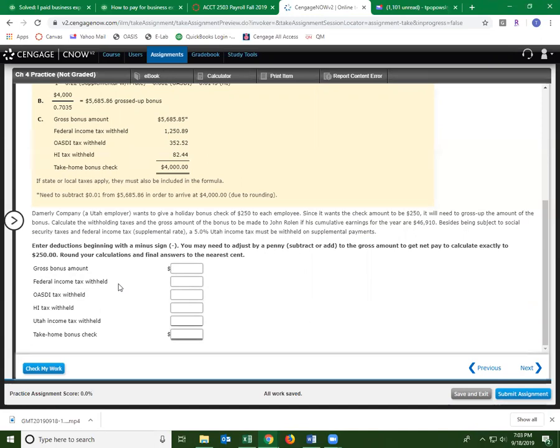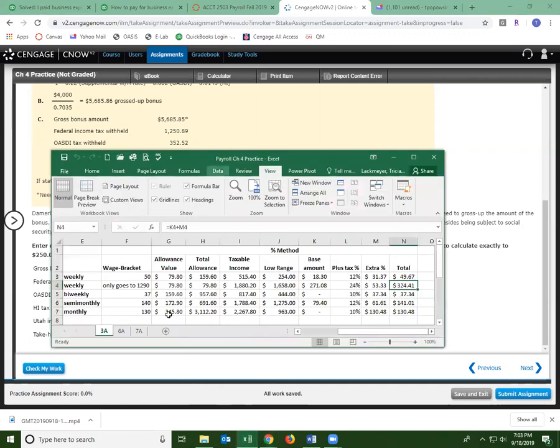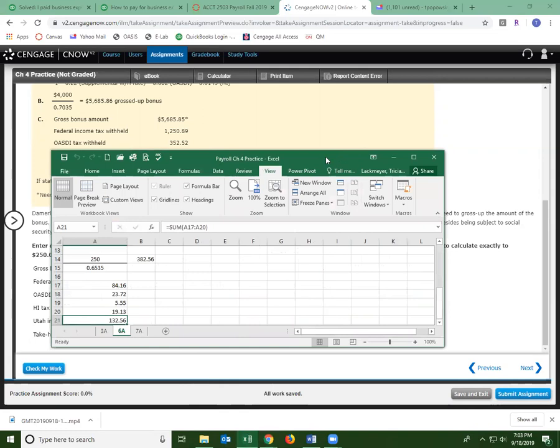So we have calculated the withholding taxes and the gross amount of the bonus to be made to John Rowland if his cumulative earnings for the year are $46,910. Besides being subject to Social Security and federal income tax, a 5% Utah income tax must be withheld on supplemental payments. Okay, so we know our take-home check, we want it to be $250. We just need to know what the gross amount needs to be and then calculate all of our withholdings. So this is what it would look like.